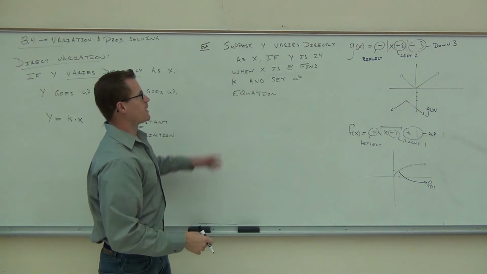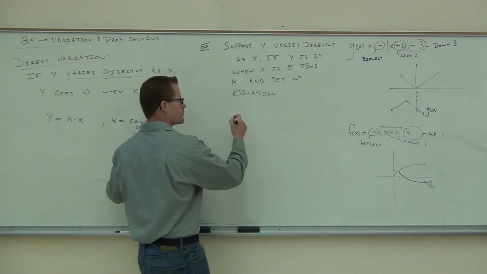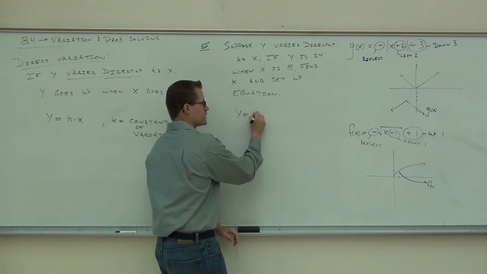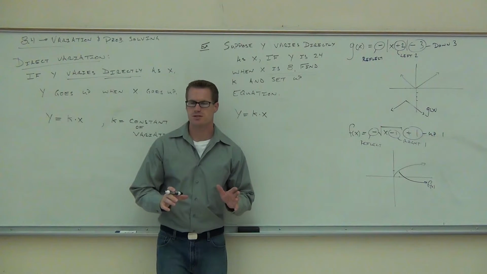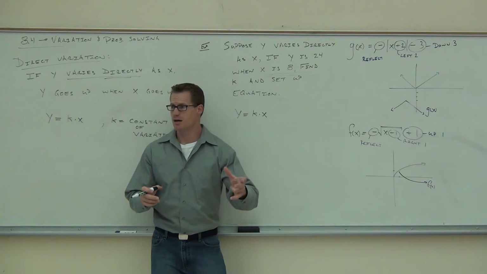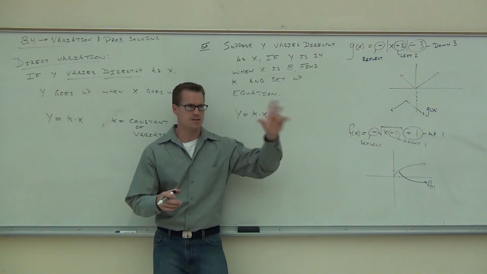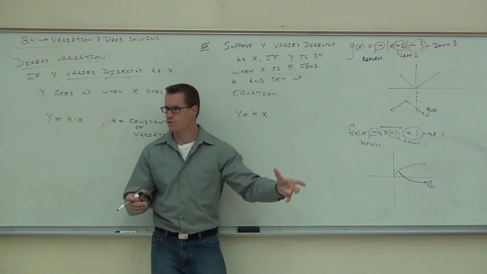And then we read about it. It says y varies directly as x. What that means to you is, right off the bat, if y varies directly, what it means is y equals k times x. Listen carefully, please. Direct means k times. I'm going to say that a lot. K times. Direct means k times something. Inverse, when we get to this, is going to be k over something.